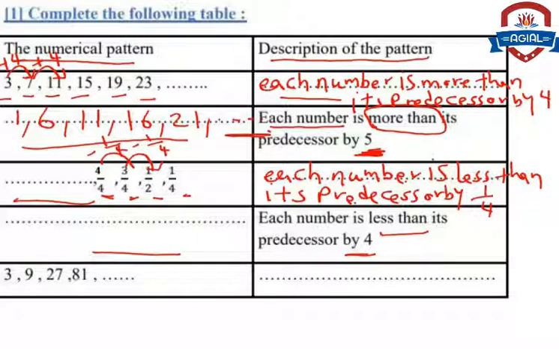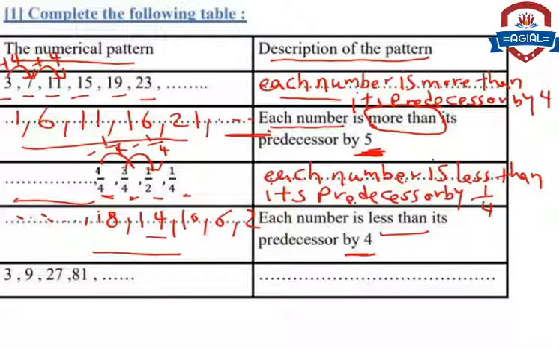A decreasing numerical pattern starts with dots. Then, for example, if we have 18, the next number would be 14, because 18 minus 4 equals 14. So 14 is less than 18 by 4. So we have 18, then 14, then 10, then 6, then 2. The numerical pattern is dots, then 18, 14, 10, 6, and 2.